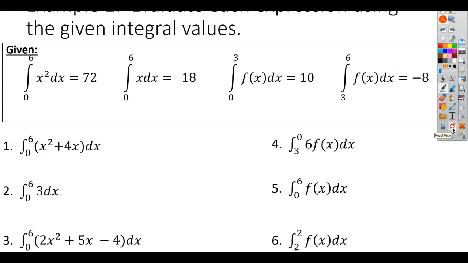I want to find the area under the curve of f of x from 2 to 2. Well, take a look. What property is that? That's property 1. Anytime the bottom limit equals the top limit, you don't even have a rectangle. It's just a straight line. There is no area, so the answer is 0.